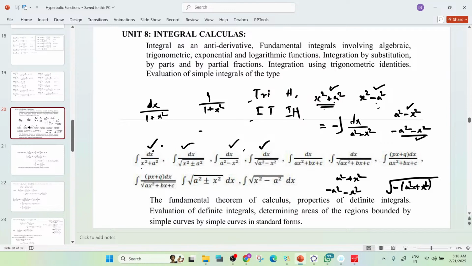You have to search and find out and tell me: whom if you differentiate, you will get 1 by 1 plus x square. Tan inverse x. Tan inverse x, fantastic. Now whom if you differentiate, you get, let's say, 1 by 1 minus x square? Just search and tell me. 1 by 1 minus x square.